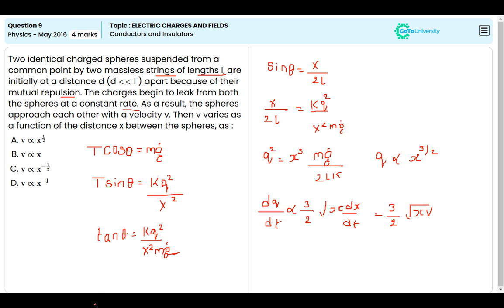Then since dq by dt is equal to a constant, this implies v is directly proportional to 1 upon the square root of x. So we can say v is directly proportional to x to the power of minus 1 by 2. That means option C is the right answer.